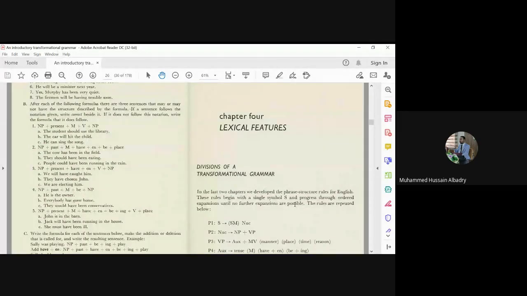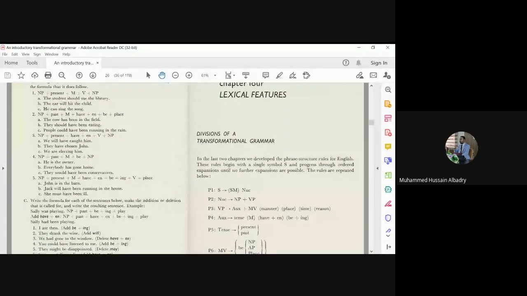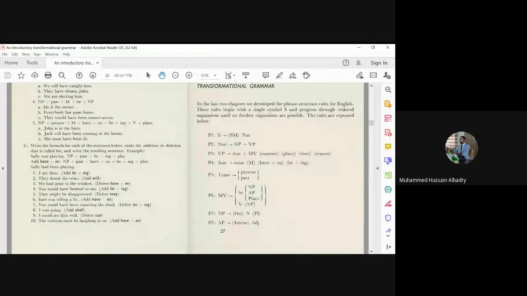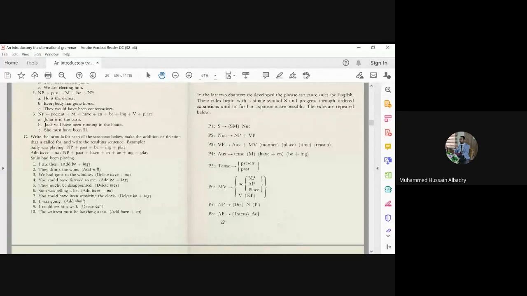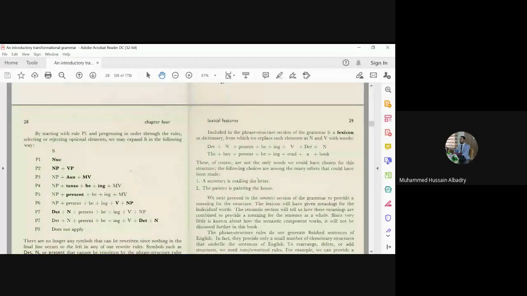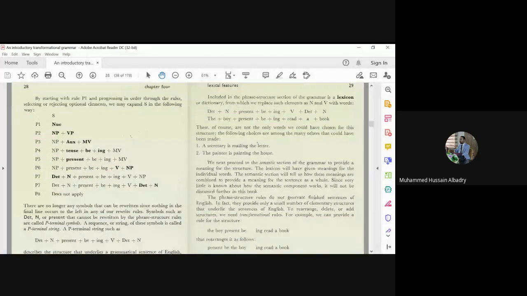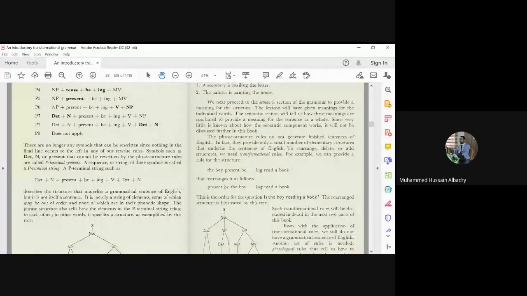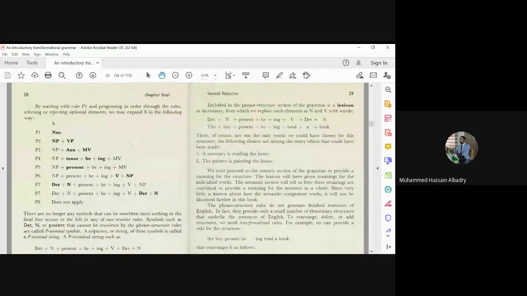Today we have chapter number 4. Okay, we talked about certain rules in chapters number 2 and 3. And here we have chapter number 4, transformational grammar. Here we have the summary. We have talked about buttons 1 to 8 in the previous chapters. And here the details, the summary of the details of chapters 2 and 3.